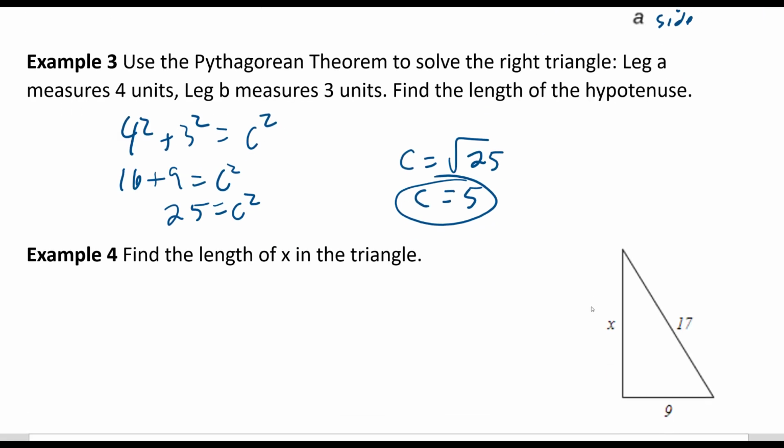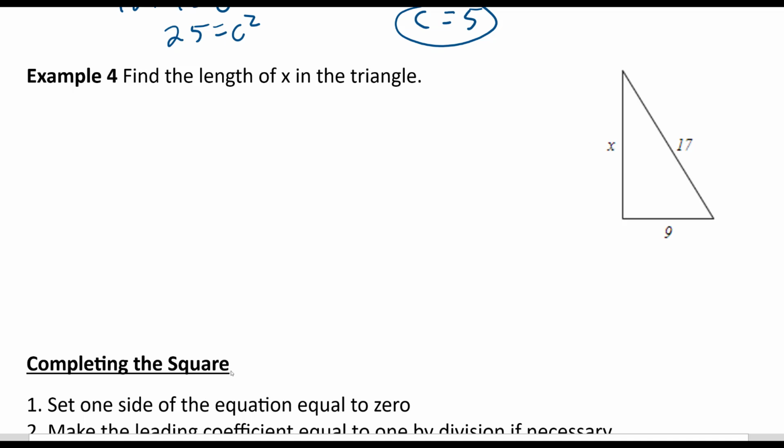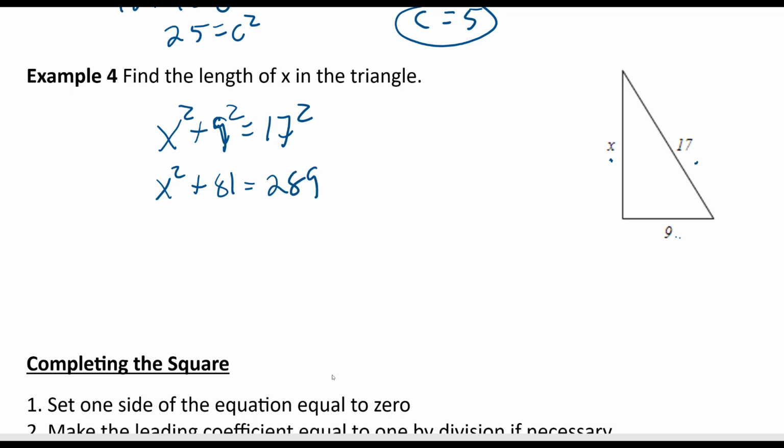And then we'll do one more like this. Then we'll get on to the next video. Find the length of x in the triangle. So we have this side is one side's x, one side's 9, the other side's 17. So it'd be x squared plus 9 squared equals 17 squared. So x squared plus 81 equals 289.